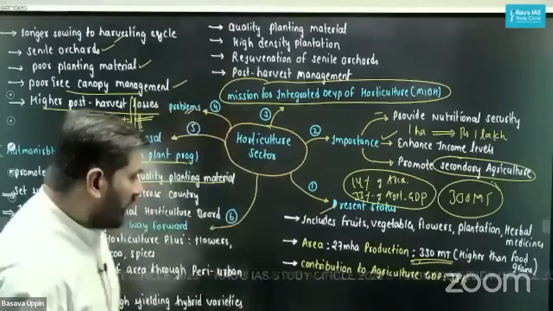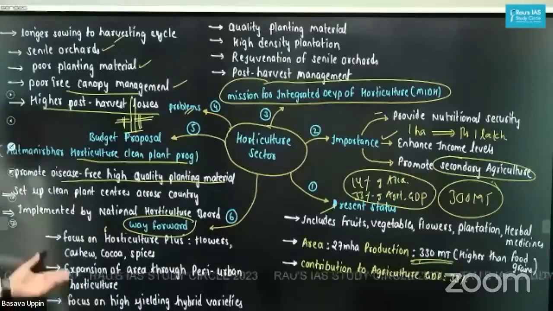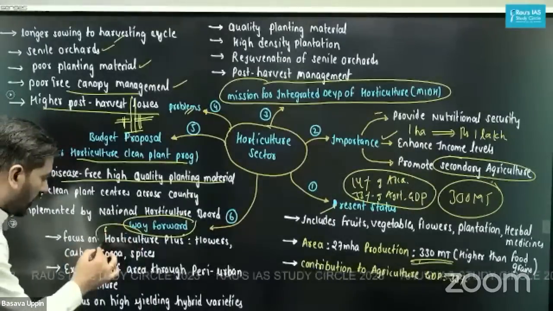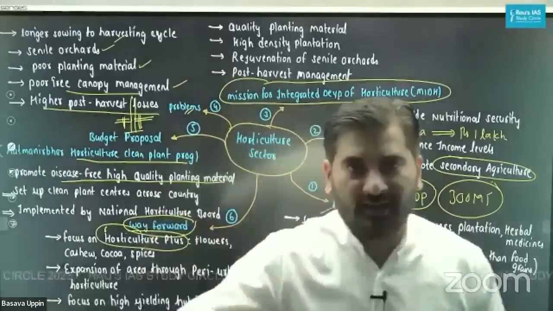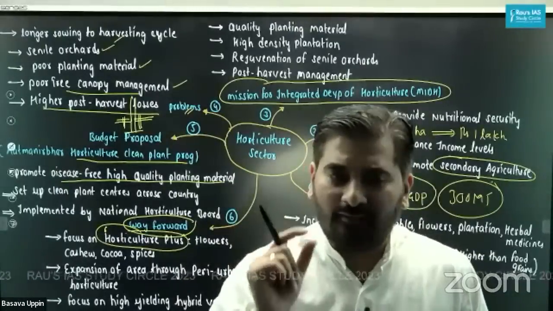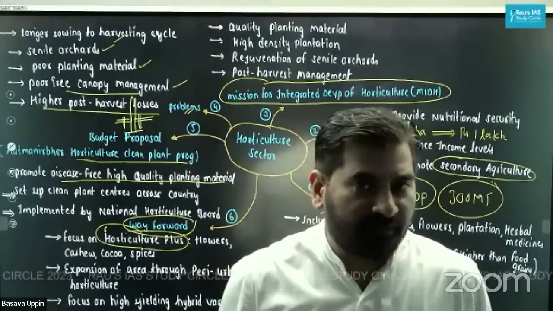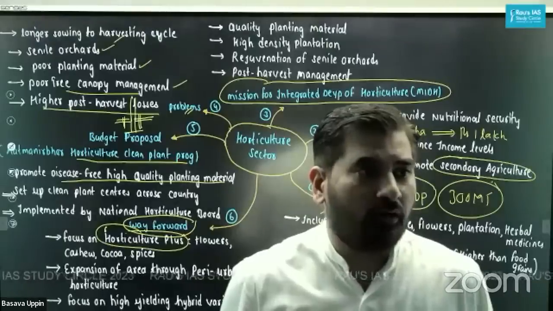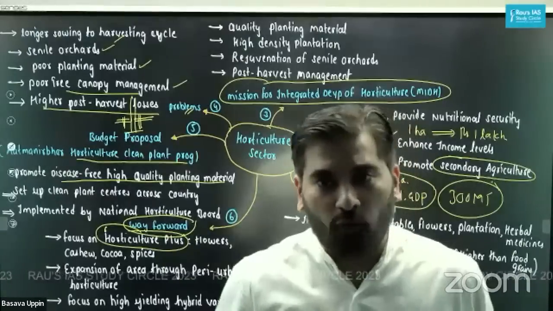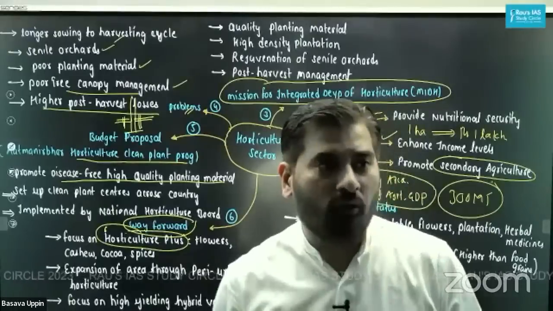So, what more has to be done in order to reap the benefits of the horticulture sector? So you can see we have to focus upon Horticulture Plus. What is Horticulture Plus? Within the horticulture sector, there are certain crops which have a potential to fetch much higher prices for the farmers. These crops are called Horticulture Plus crops. Some of these crops include flowers, cashew, cocoa, spices, etc. So we must focus more upon Horticulture Plus strategies so that the farmers are able to earn more income.